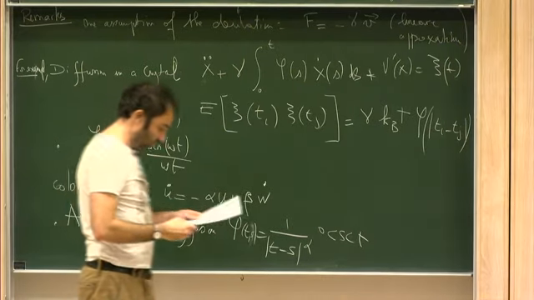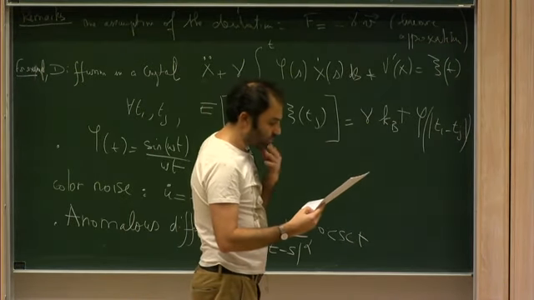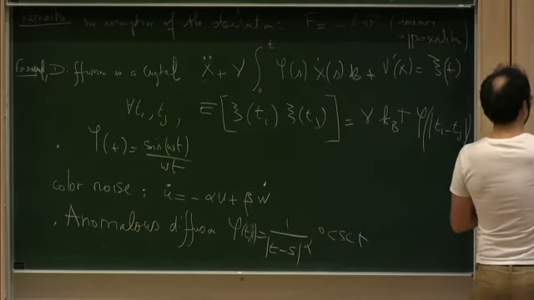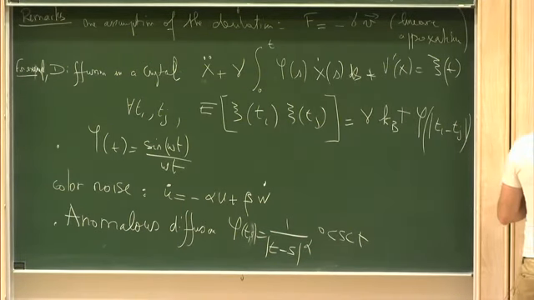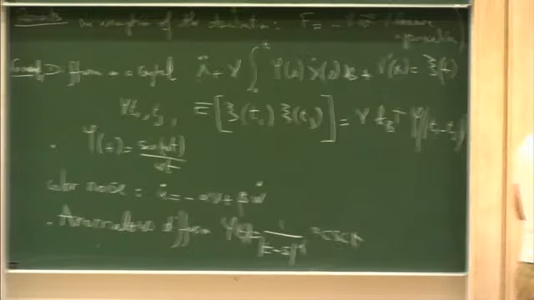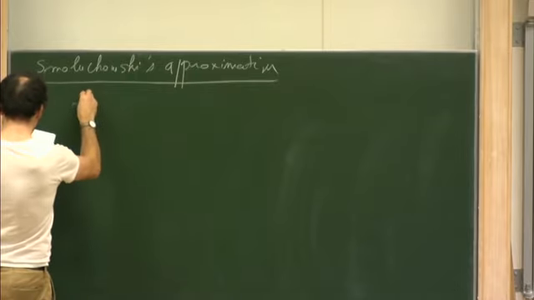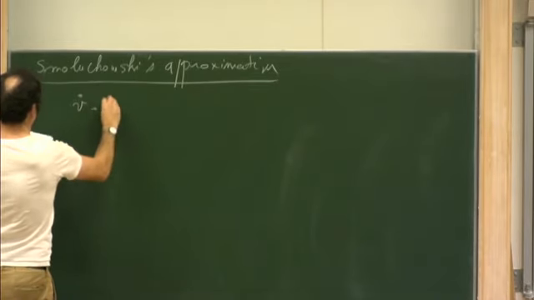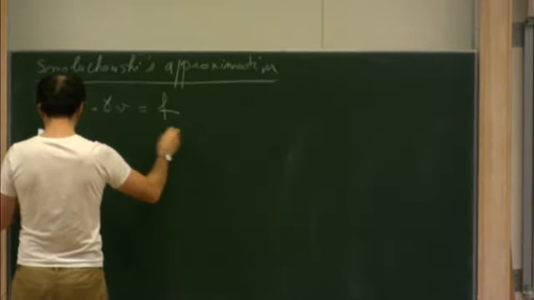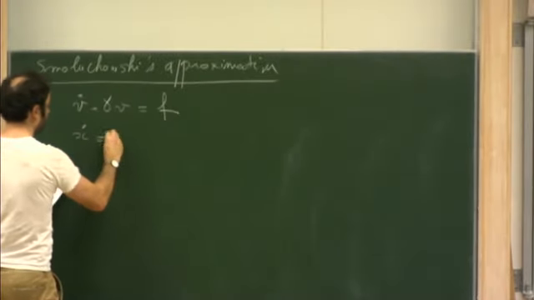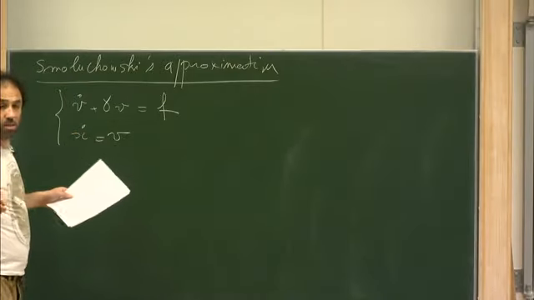And now we are going to the friction approximation, the Smoluchowski approximation. To understand this, let me remind you that we had V dot plus gamma V equals F, right? And then we had X dot, which was the velocity. So in the class last week, yes?